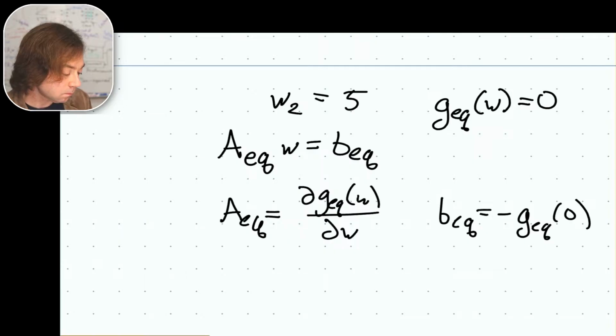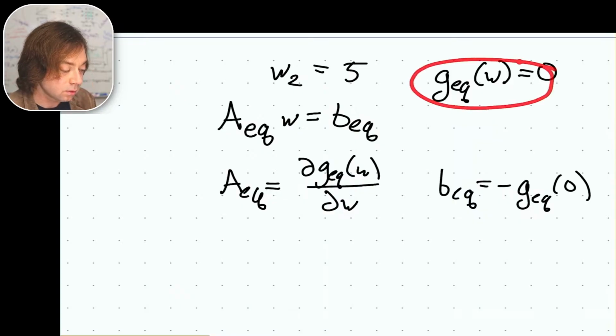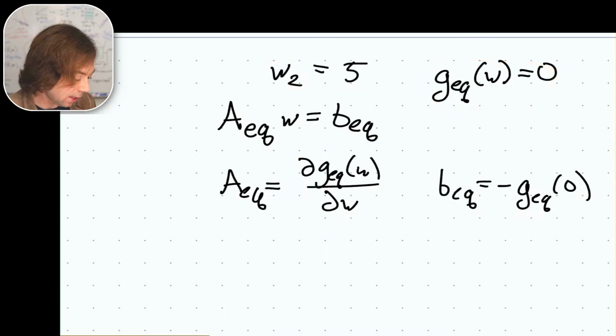Okay? So we have one equality constraint. So W2 is equal to 5, that one right there. Okay? That means that our Jacobian is going to have one row. But we still have two decision variables, W1 and W2. So we're going to have two columns.